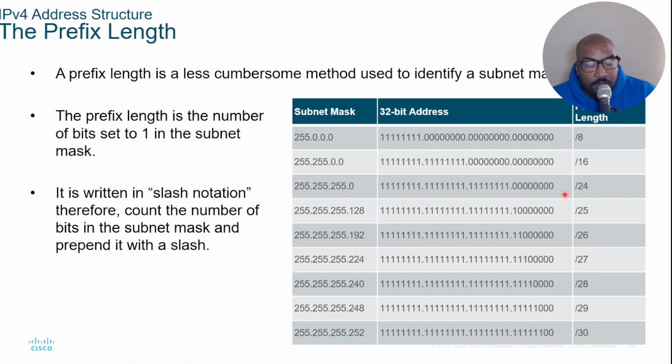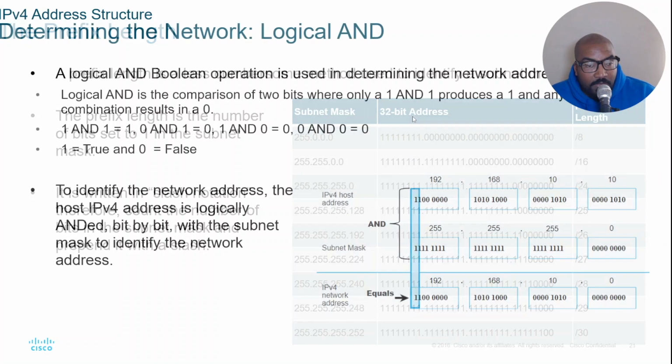So these numbers represent the subnet mask, and it tells you how many bits are on. Very, very important. So essentially, it's a lot easier than writing 255.255.255.0. You can just put it in the slash notation and then the number. So next slide, you're actually going to see that.